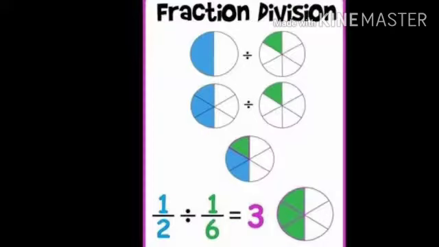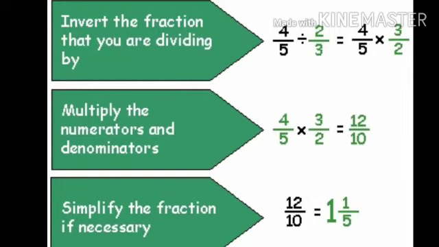Let us recap a small portion of it. In division of fractions, first we change the symbol division into multiplication. Then we take the reciprocal of the second term and then multiply the numerator and the denominator and then simplify the fraction whenever possible. Today, let us learn a new topic.